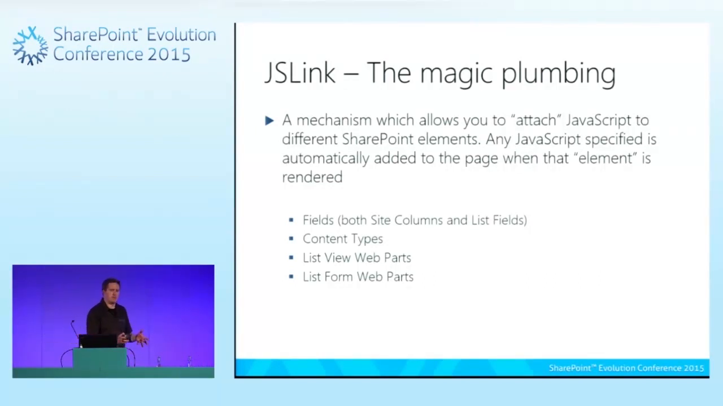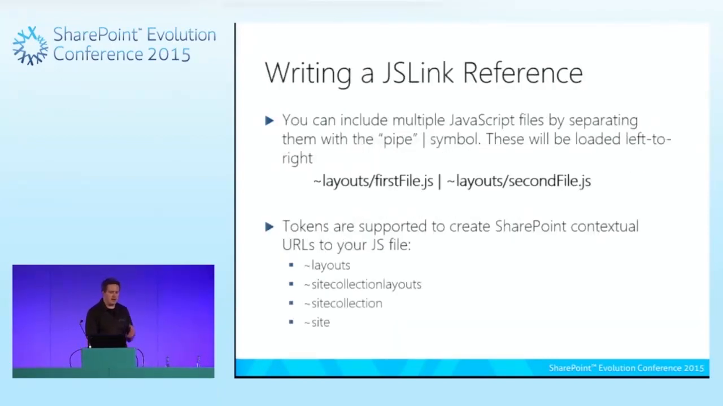If you want to package up a particular column, say a Google Maps field or a Bing Maps or some kind of funky taxonomy field, you can do it at the site column level, and any content editor that decides to add that site column to their list automatically gets the rendering included, or the JavaScript is automatically loaded. Now, the JSLink references can be contextual. There's a bunch of SharePoint context tokens that you can refer to. So you've got tilde layouts, site collection layouts, site collection, and site. I think there's also site layouts as well, but I'm not sure how different it is to tilde layouts.